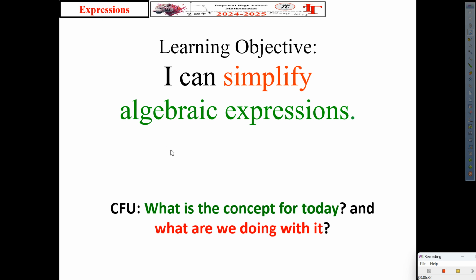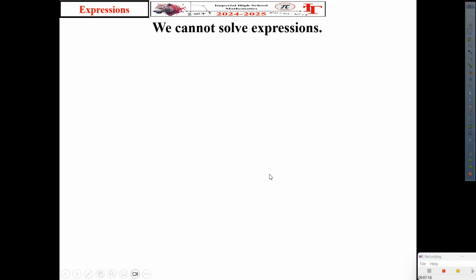Look up. Algebraic expressions. We know what they are, what they look like, what they don't. However, think about expressions. Are we there? I said we cannot solve expressions. We can do three things to expressions. Think about it. What were the three things we can do? Talk it over with your neighbor. See if they remember. What three things can we do?